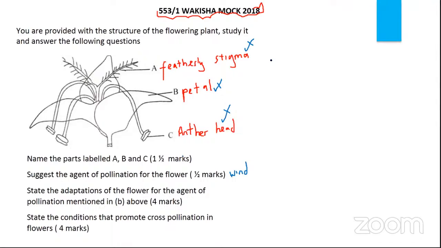Yes, Joanita. Bright petals. When the flower has bright petals. But would you think that would promote cross-pollination? How would it promote it? Say something about it. When the petals are bright, it attracts the pollinators like bees and others. They come from this flower to the other flower, you know, cross-pollination. Thank you very much. Yes, that is correct.